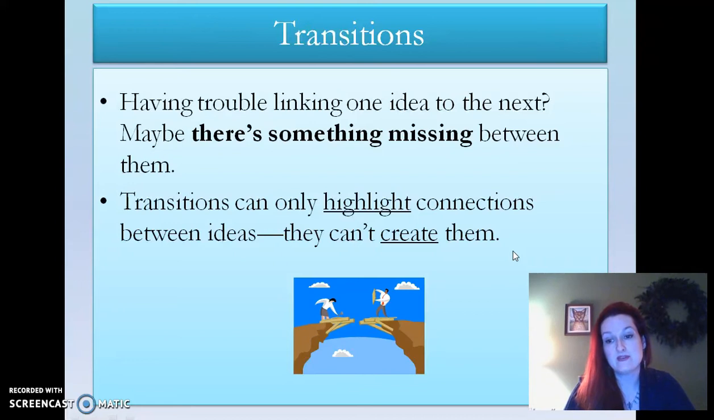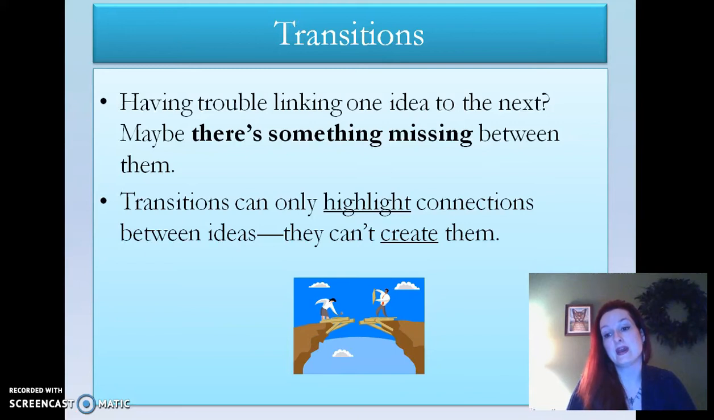Now, sometimes you may find that you are having trouble linking one idea to the next, one paragraph to the next. Maybe that's because there's something missing between them. Here's the thing about transitions. They can't create connections between ideas. They can only highlight existing connections.